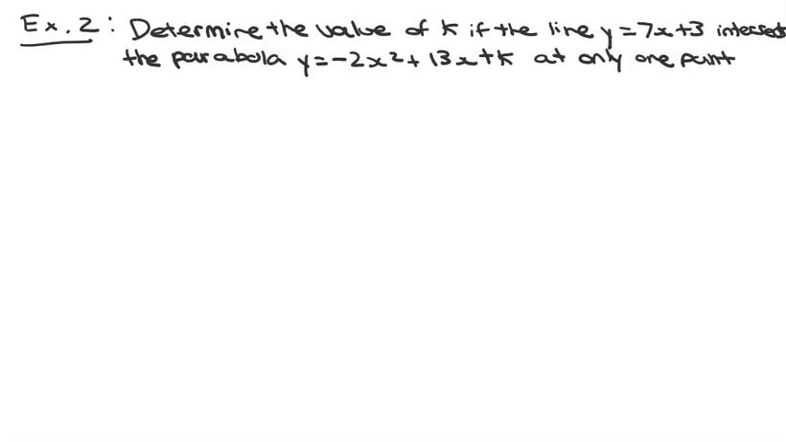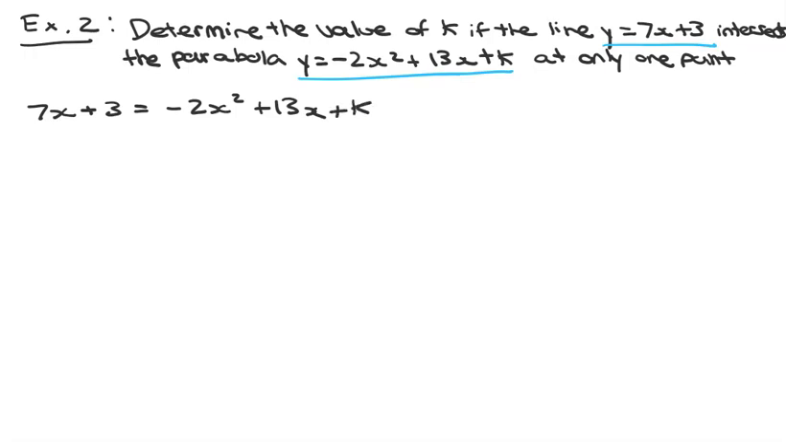Okay, so just like the other problem, we're going to want to start off by setting the two equations we have equal to each other. Okay, so let's do that. So we're going to say 7x plus 3 equals negative 2x squared plus 13x plus k. All right, so again, we're going to move everything to one side so we can set this equal to 0, just like we did before. 0 equals negative 2x squared, and then we're going to say plus 13x plus k, and then I'm going to say minus 7x minus 3.